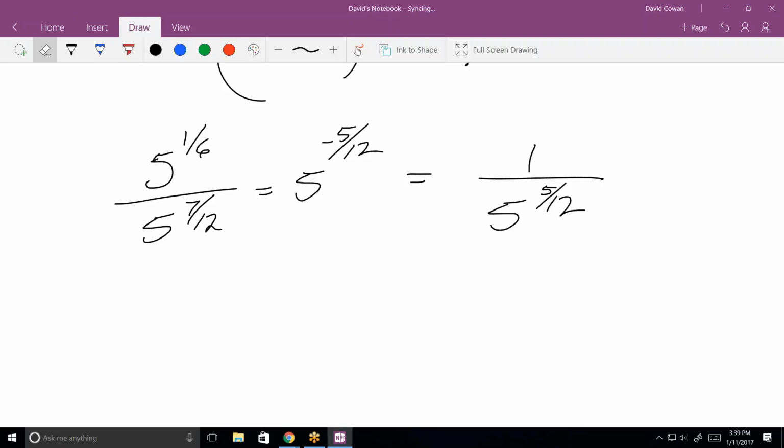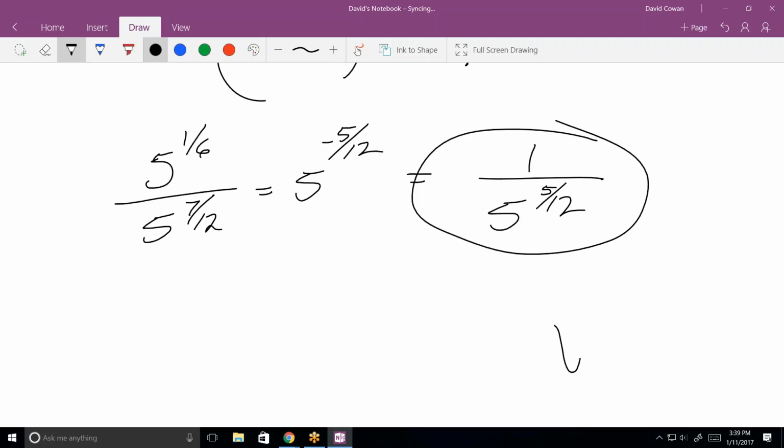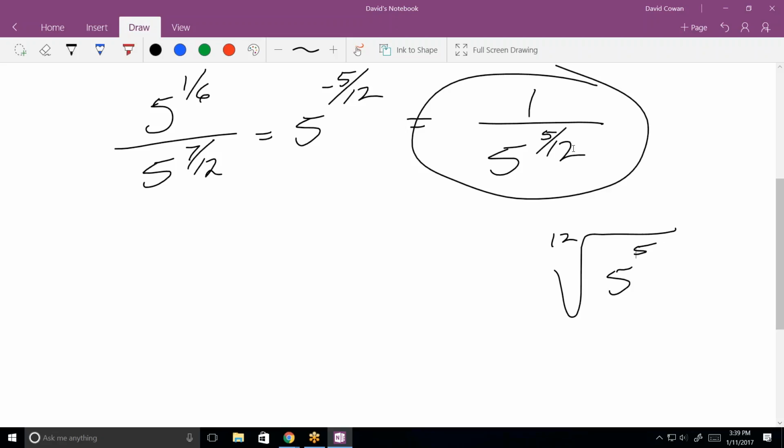Now, they don't really expect us to do anything more with this. You'd have to go to a calculator. You understand what 5/12 means? Yeah, so it's the 12th root of 5, that quantity, to the 5th power. Yeah, in other words, if I wanted to write it with a radical sign, I'd write it like that. Not that I ever would. I prefer fractional exponents to radical signs all day.